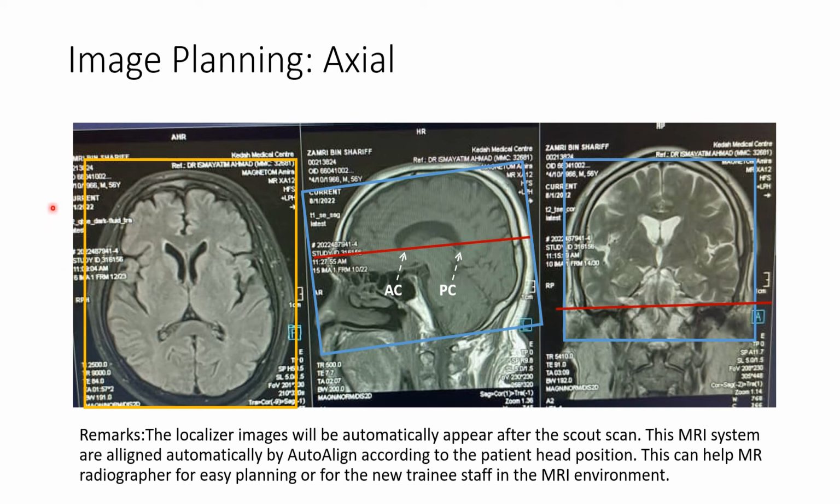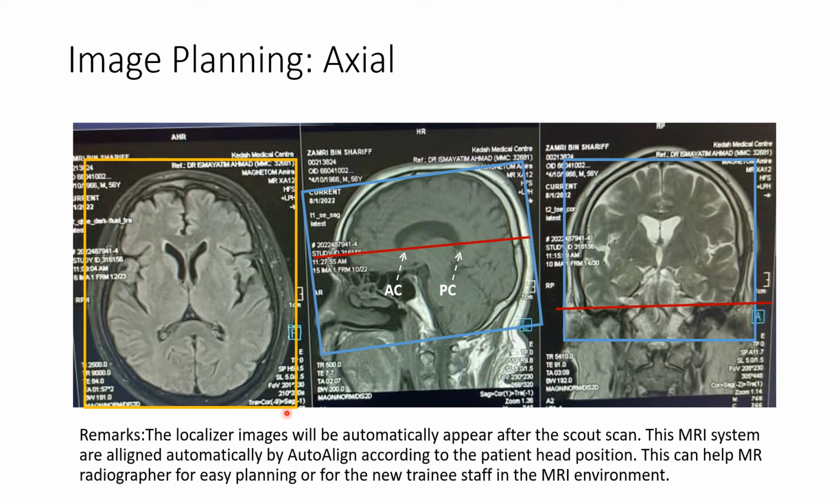In the slide shown, the image planning for the axial scan. The localizer images will automatically appear after the scout scan. So this MRI system is aligned automatically by auto-align according to the patient's head position. This scan can help the MR radiographer for easy planning, or the new trainee staff in the MRI environment.